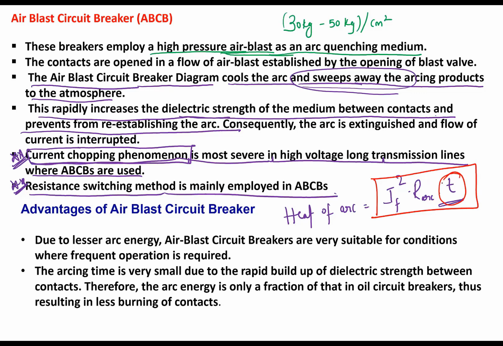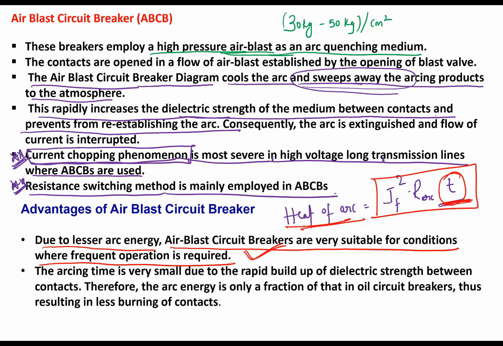Even for natural current zero to occur, it would require 10 milliseconds. Here we will not give that much time. Once the contacts start separating, we immediately give a blast of air. So this time becomes very, very small in an air blast circuit breaker. So the heat energy of the arc is very small. Due to lesser arc energy, air blast circuit breakers are very suitable for conditions where frequent operations are required.